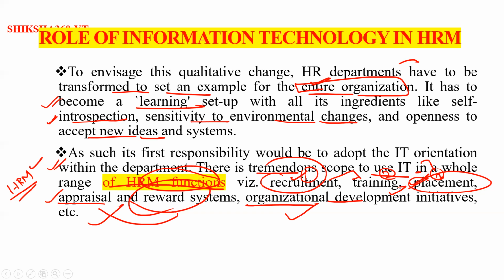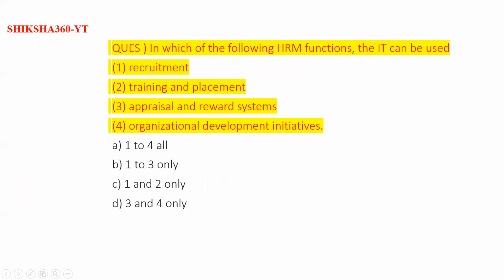From here we will get one question: in which of the following HRM functions can information technology be used? First is recruitment, second is training and placement, third is appraisal and reward system, fourth is organizational development initiatives. A option is 1 to 4 all, basically all of the above.